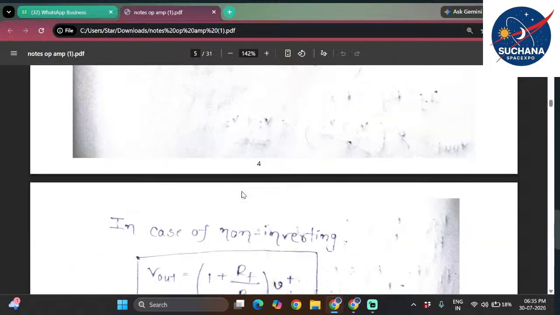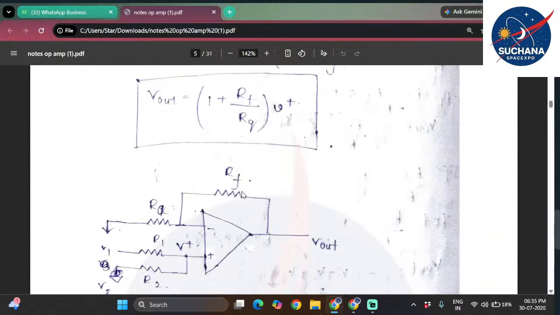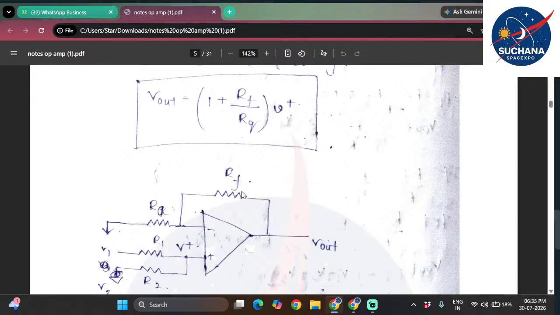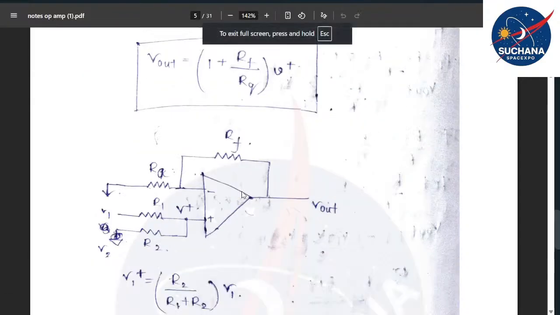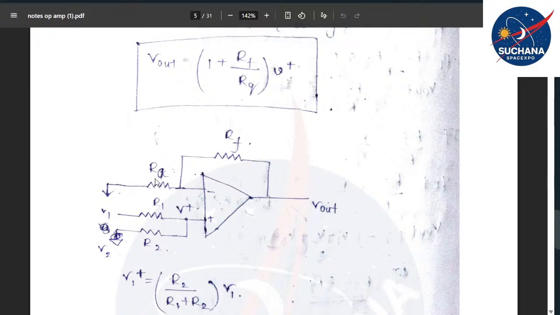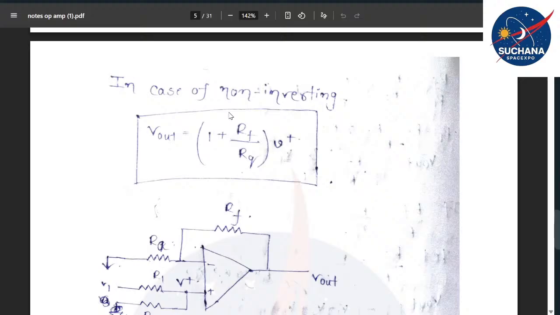Coming back to the non-inverting amplifier, by default it becomes a standard practice to use a resistor over here, in the case of a non-inverting amplifier. In the case of an inverting amplifier, sometimes you may find an additional compensation resistor, and sometimes you may not.